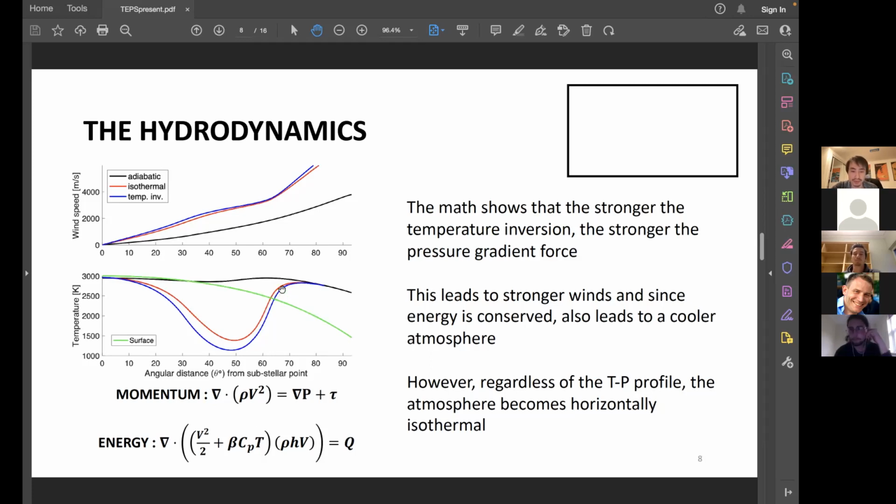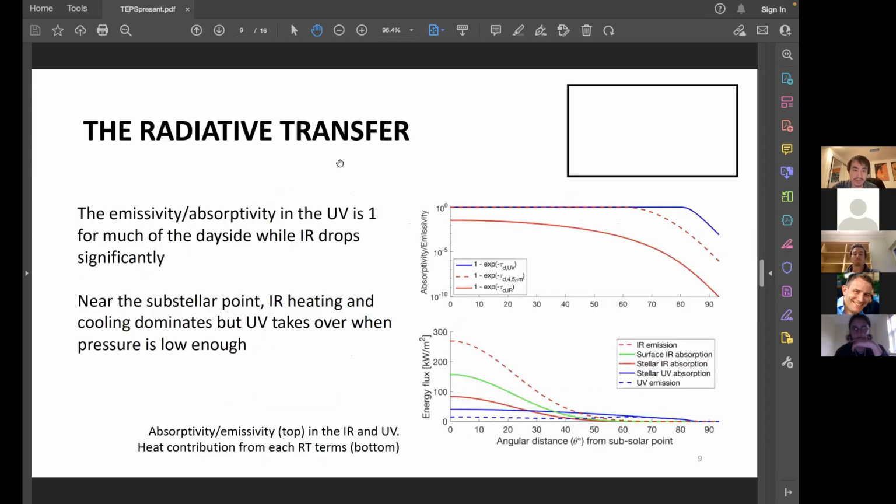But you also notice a little neat thing, that after a certain while, the temperature for all three profiles will converge to be the same. And that has to do with the radiative transfer.